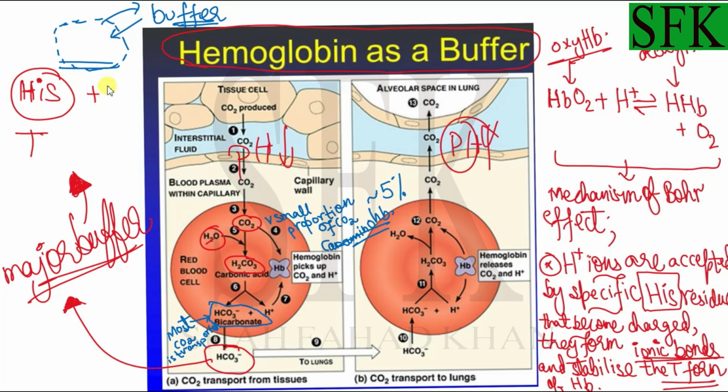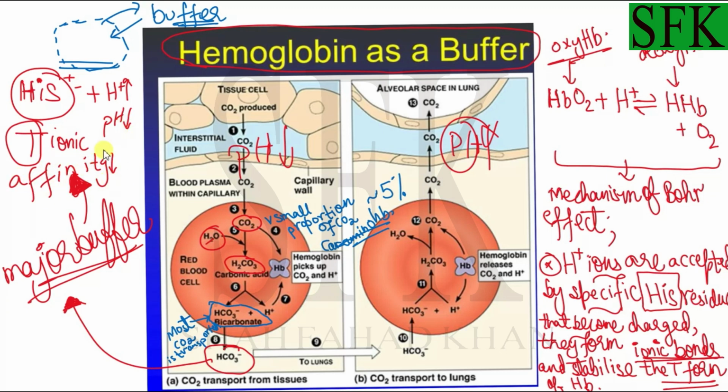So if the H positive ion concentration increases, this would mean that the pH is decreasing. If the pH decreases, the H positive ion concentration has increased, and this will be accepted by the histidine. It will become charged, and once it accepts the protons, between the charged amino acids ionic bonds start forming. And these ionic bonds stabilize the T conformation, and if they stabilize the T conformation, automatically the affinity will decrease.